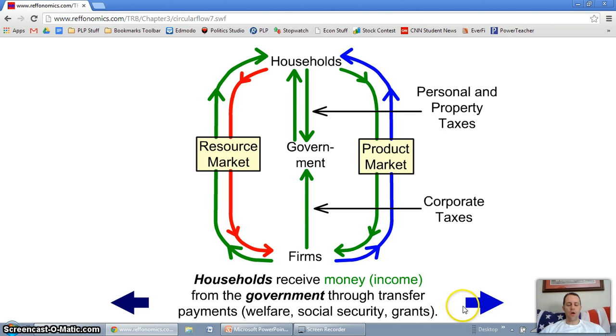Now, households also receive money from the government through transfer payments, welfare payments, things like food stamps, healthcare payments, things of that nature, but also through Social Security, Medicare for retired people. So while I may not receive Medicare or Social Security payments, I'm not over 65, I as a household am paying into the government, and the government is transferring that money to households that do have citizens over the age of 65. So money coming in, money going out. It's transfer payments because it's essentially transferring money from me to the government and then to somebody else.